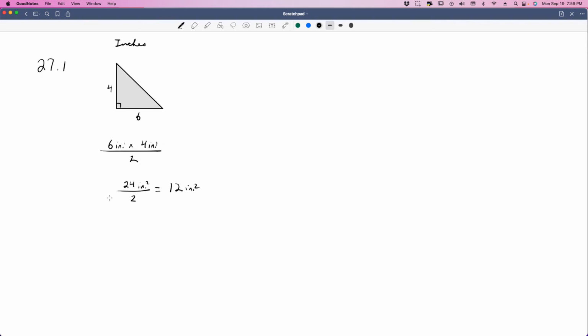Okay? So now let's try that isosceles triangle, the one where it was over the center here. All right, so this one tells me that the height of the triangle here is 4 and the base is again 6, and it's in inches. Well, guess what? Same dimensions. The base is 6 inches times the height of 4 inches divided by 2, 24 inches squared divided by 2, 12 inches squared.